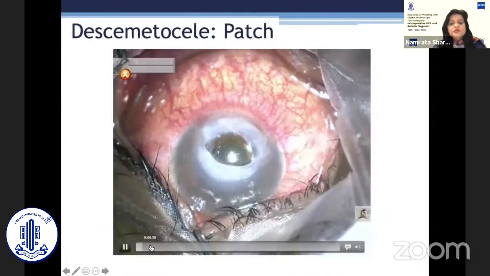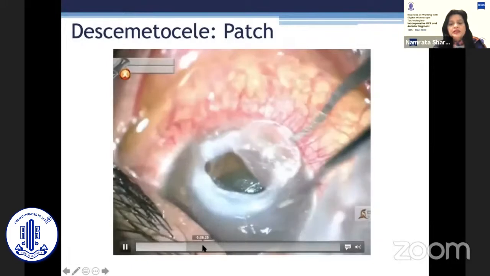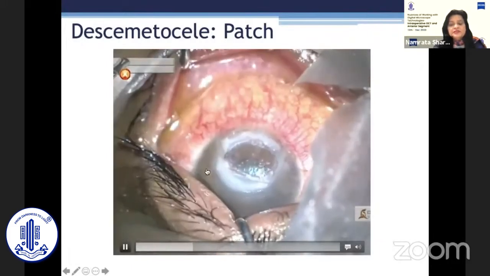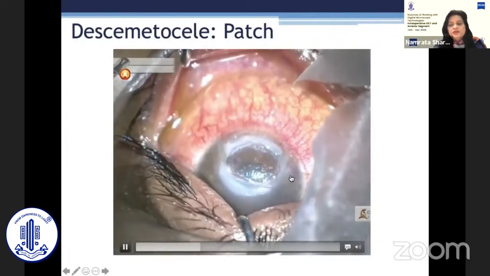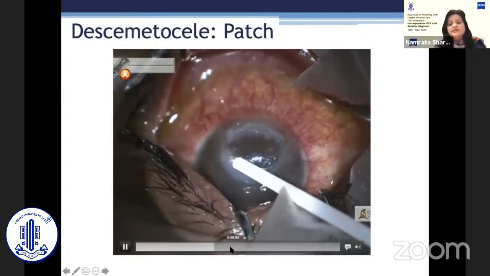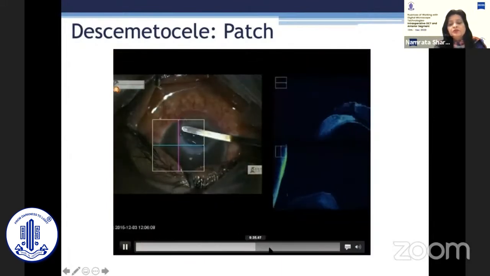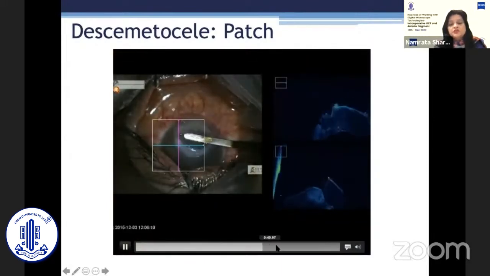In case of descemetocele like this also, it is very useful. So this is a case of descemetocele in which this tissue is put and this is glued. This is being done under topical anesthesia because the patient had meningitis, and the general anesthesia people didn't take, and we couldn't give a peribulbar because of such a large descemetocele.